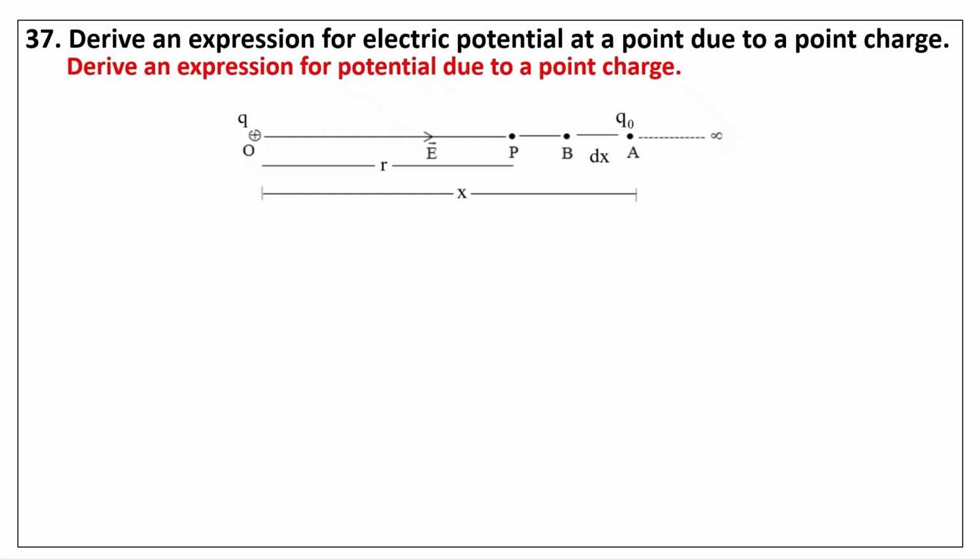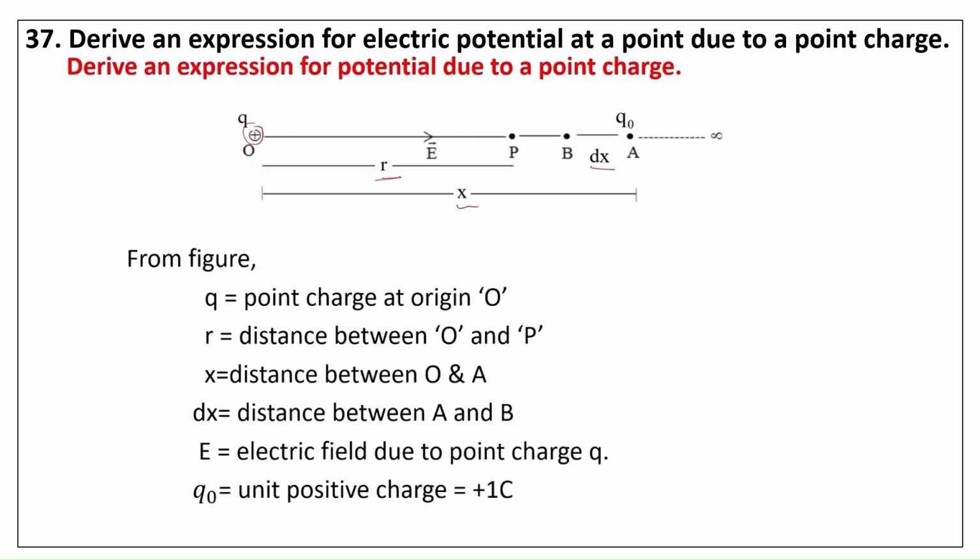Question number 37. Derive an expression for electric potential at a point due to a point charge. Answer. From the figure, Q is a point charge at origin O. r is the distance between O and P. x is the distance between O and A. dx is the distance between A and B. E is the electric field due to point charge Q. q0 is a unit positive charge, equal to +1 coulomb.